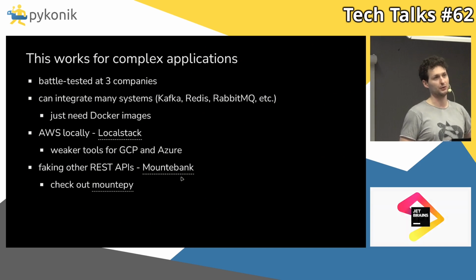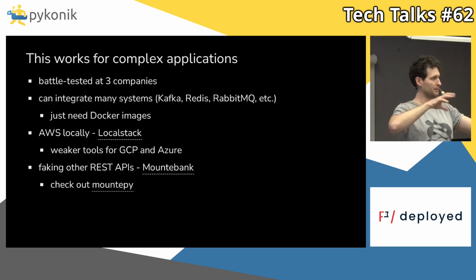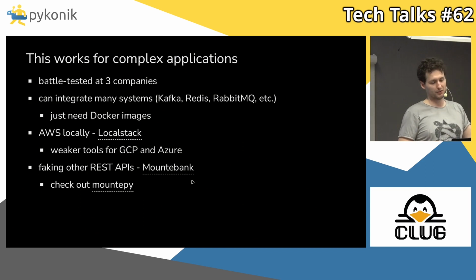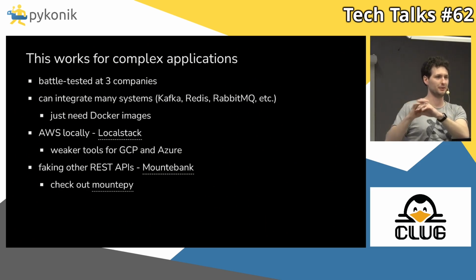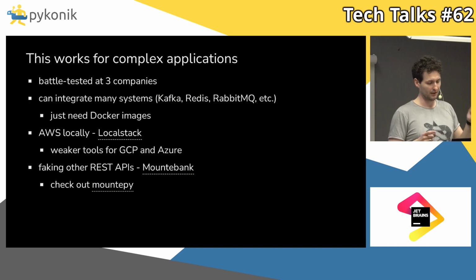Also, if you want to fake out an entire other application as part of your test suite, if it's a REST API, there's this tool called Mountebank, which you can configure with HTTP to respond with HTTP. So it's like a faker of REST APIs, and I actually have a library to manage that in Python.